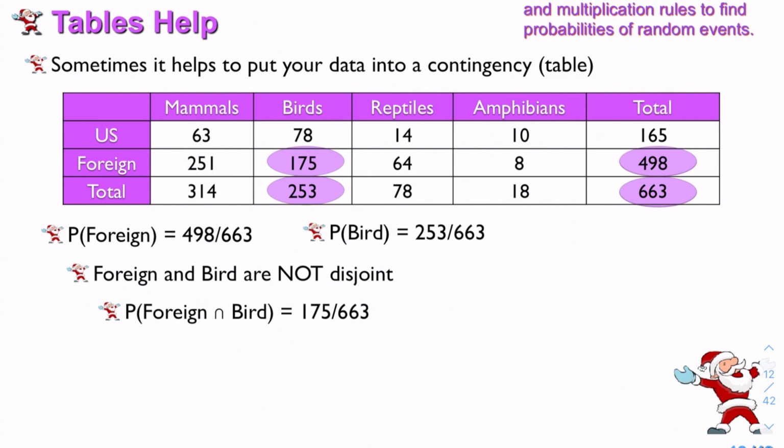So again, I'm emphasizing this idea that it will be helpful for you to put your data into a contingency table. So in this picture, which we've seen earlier this year, we have mammals, birds, reptiles, amphibians. And are they native to the US or are they foreign? And so each of these totals, we can either look at how many things we have from the United States, which is 165, or we have foreign, which is 498. If we add these two totals, we get 663.